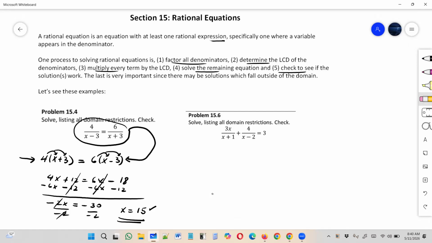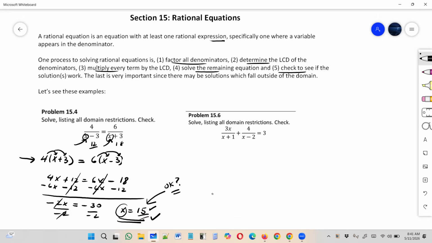Now, all we have to do, we don't need to find the domain restriction. We have to check if this value is okay. So how do we do that? We're going to grab the 15 and replace it only in the denominator. If we get a 0 as your denominator, this value is not allowed. So let's see here. 15 minus 3 is 12. That's okay. And 15 plus 3 is 18. That's also okay. So the domain check passes, which means that this value is okay.